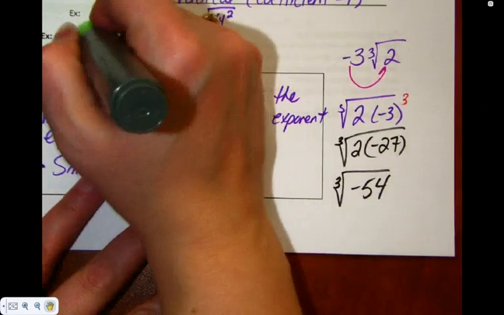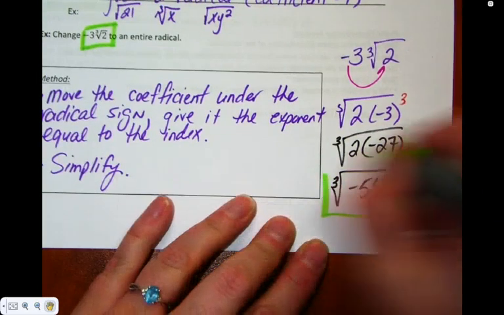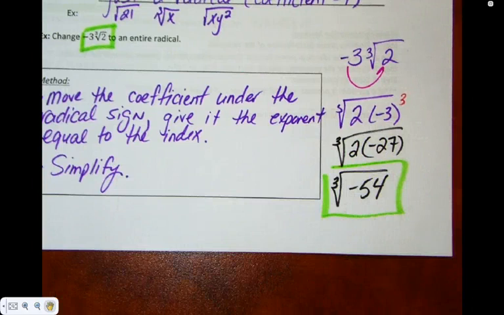If we were to put into our calculator -3 times the cube root of 2, and we would put into our calculator the cube root of -54, what would we find? Let's just pretend we were actually going to put these into our calculator. What would we find if we put these both in? The same answer. They're exactly the same number.